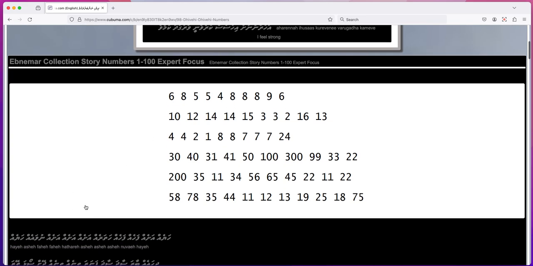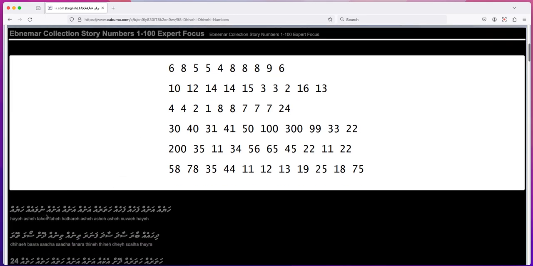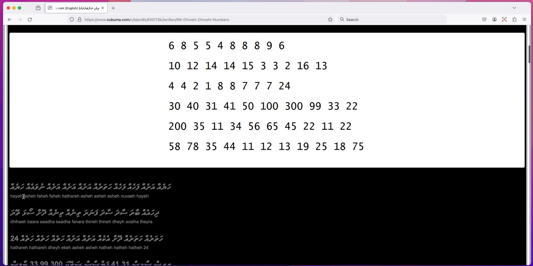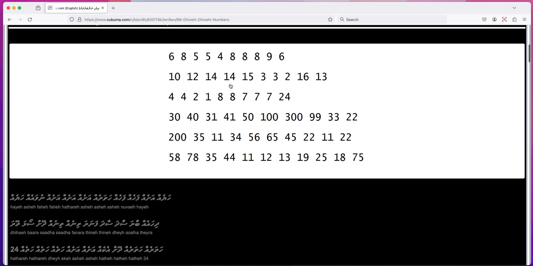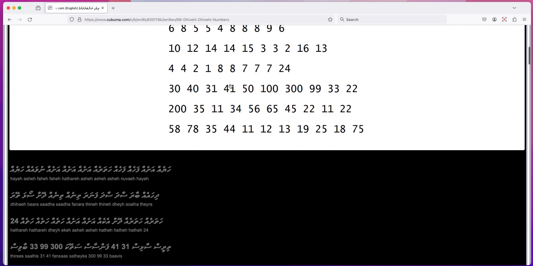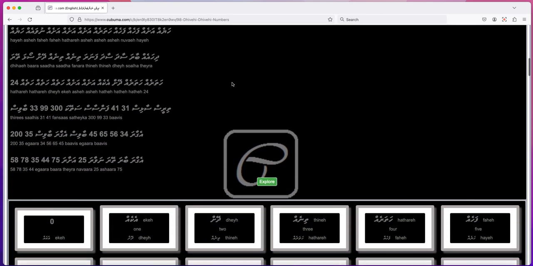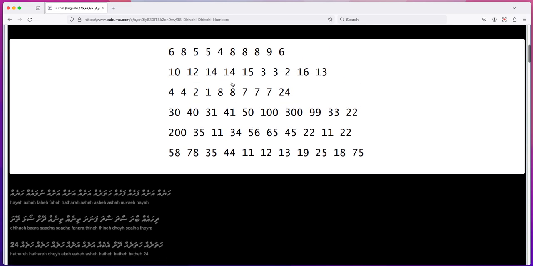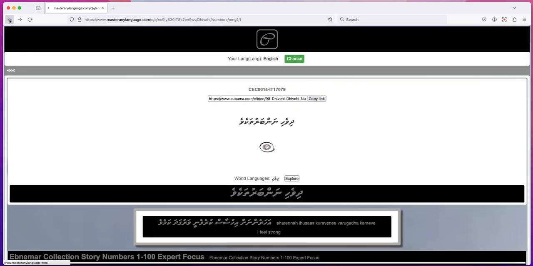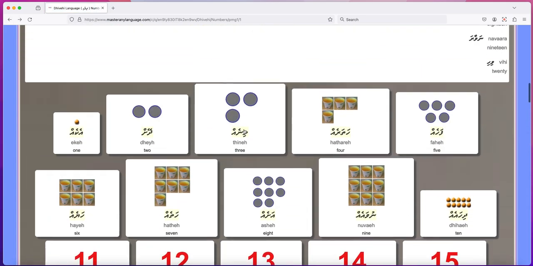Haya. Okay, I'm looking. The numbers down here have the corresponding answers right below them. So here I can see, this is 6 is Haya. 8 is Ashe. 5 is Fahe. 4 was Hatara. Hatare. Alright, so just keep that in mind. There's more you can do there going into Dhivehi on Kabuma Abnamar. But let's go back and just start the practice game.